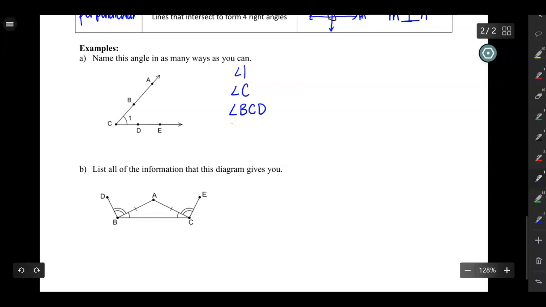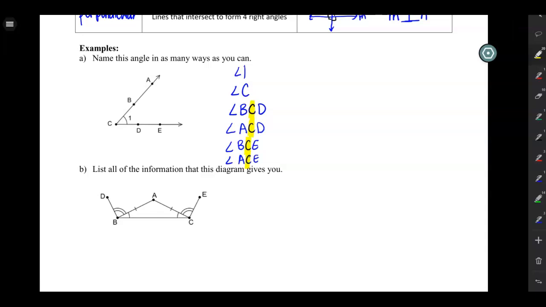We could also name it angle ACD, or we could name it angle BCE, or we could name it ACE. The important thing when you're naming an angle with 3 different points is that your middle letter always needs to be the vertex. And then the letter on either side needs to be 1 letter from each side, from each of the rays, right?